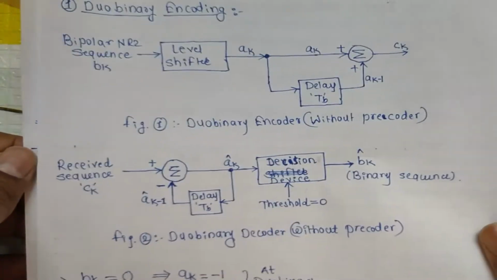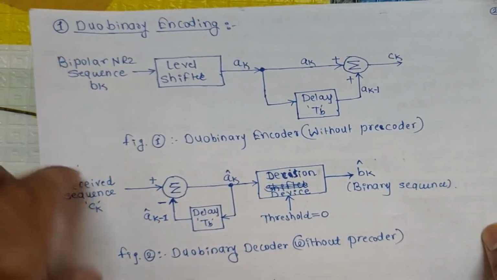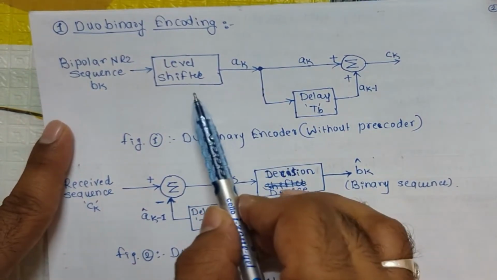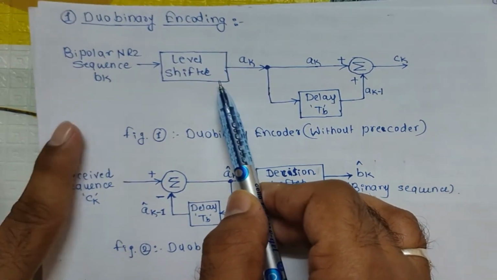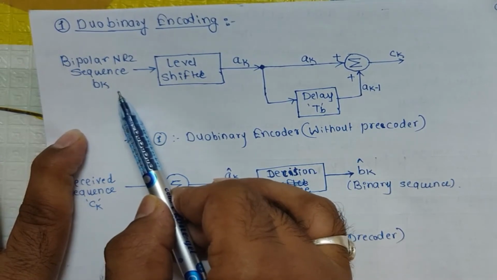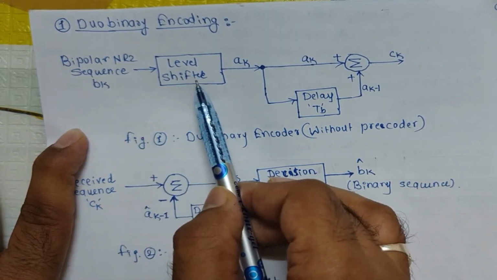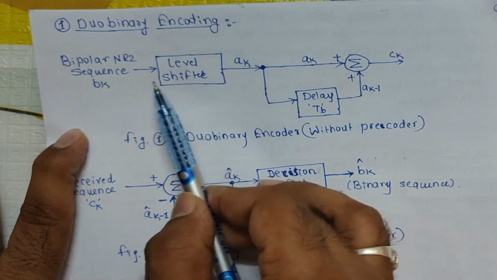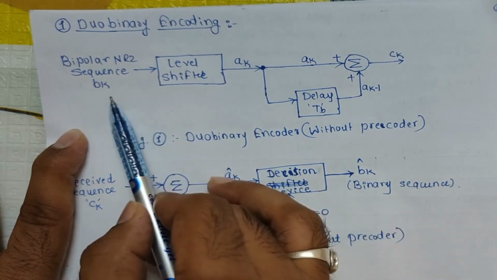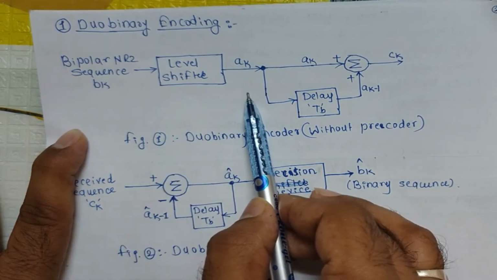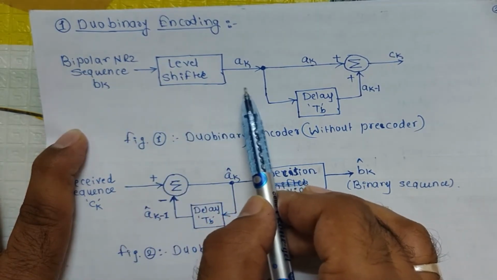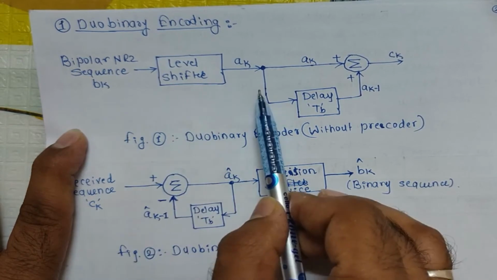So this is the duobinary encoder and decoder section. Let me discuss the encoder. It is composed of, first of all, the input binary sequence bk, which might be 0 or 1. We give it to the level shifter. What does this level shifter do? It converts bk into ak, meaning if it is 0, it will be converted into -1, and if it is 1, it will be converted into +1. So it's just a level shifter. It converts the two levels 0 and 1 into -1 and +1.